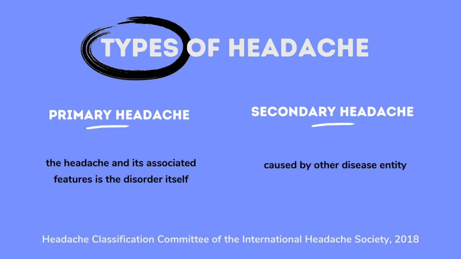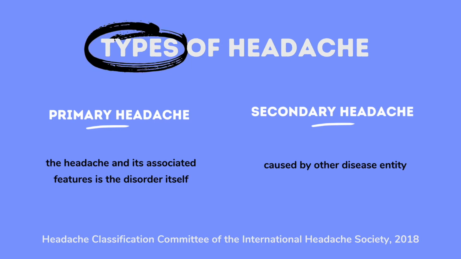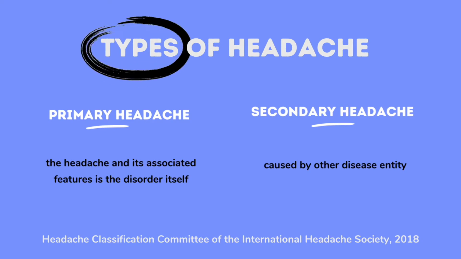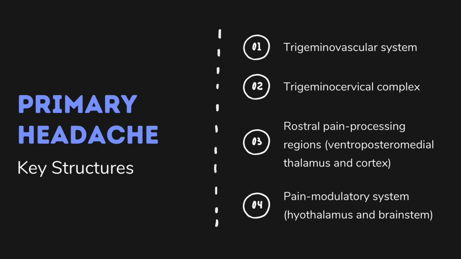We have primary headache, in which the headache and its features are the disorder itself. And we have secondary headache, where there is an underlying cause for the headache. In primary headache, there are key structures that play important roles. First is the trigeminal-vascular system, which is composed of large intracranial vessels and dura mater innervated by your trigeminal nerve.